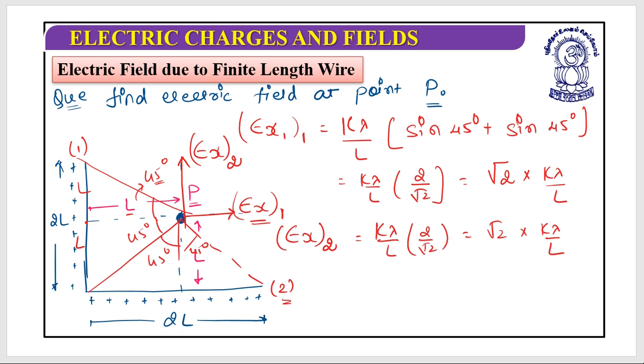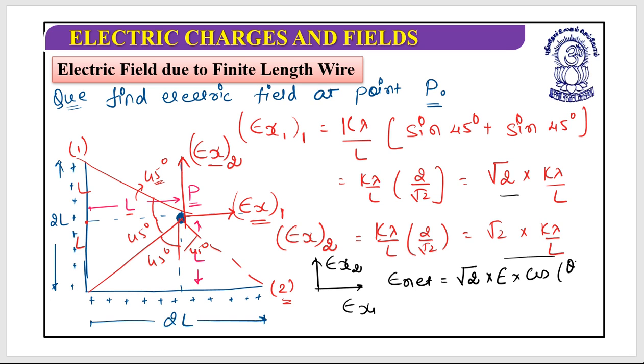Now you have two vectors. One is EX1, another is EX2. The situation looks like this. This is EX1, this is EX2. These two vectors are there, and both have the same magnitude. In the questions of Coulomb's law, we know that when two vectors have the same magnitude, I can write E net as root of 2 into E into cos of theta by 2.